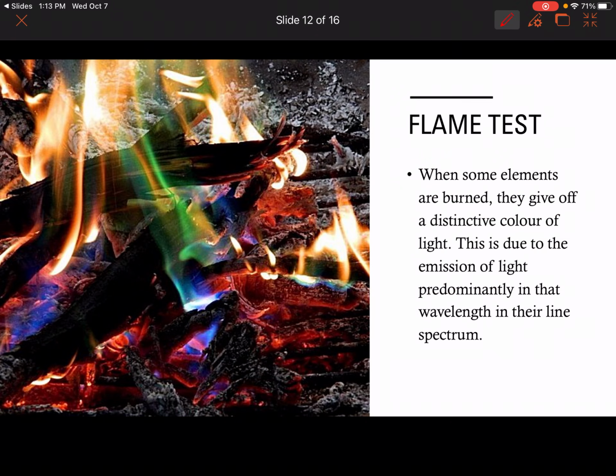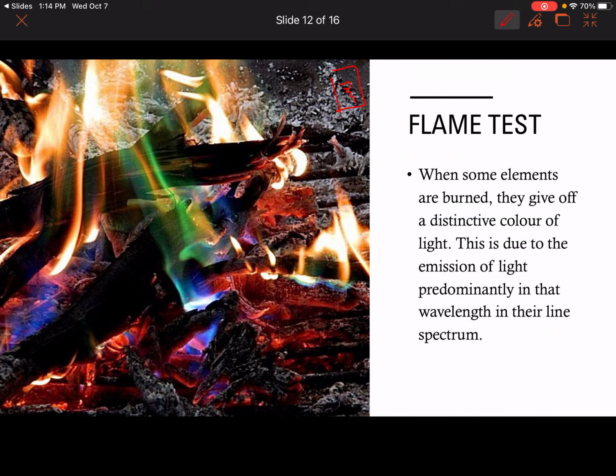Okay, so flame test. Now, you can turn your page here to the 5th page. When some elements are burned, they give off a distinctive color of light. Now, there are little packages that you can buy, I think you can get them at the dollar store even. They're full of little salts, little powders, and if you put them on a campfire, you get these really beautiful colors. What you're doing is actually a flame test, which is a chemistry thing, and we're going to do flame tests in the lab.